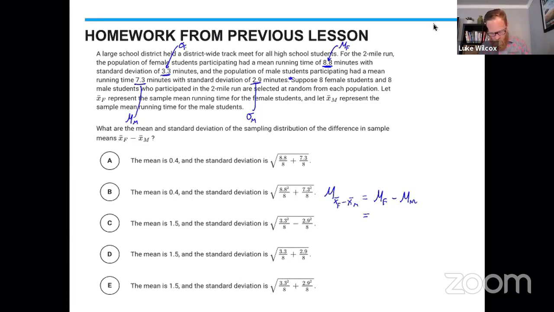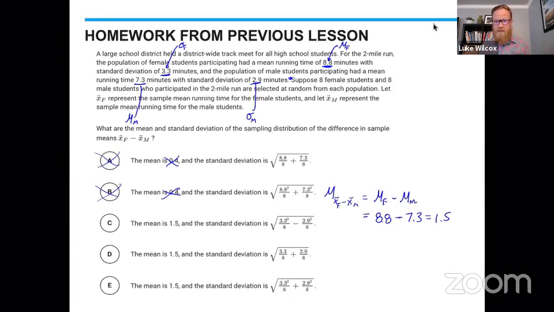The mean time for the females was 8.8 minutes, minus the mean time for the males was 7.3 minutes, which is going to give us a value of 1.5. So as I look at my answer choices here, this one is incorrect, this one is incorrect, so A and B are no longer options for us here.